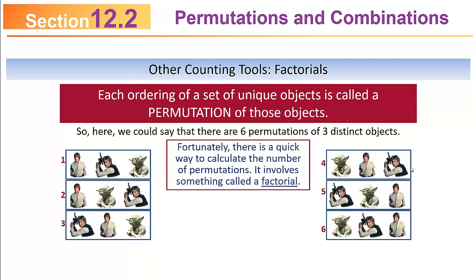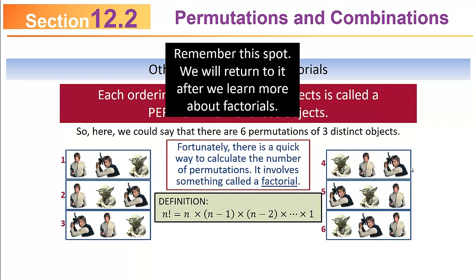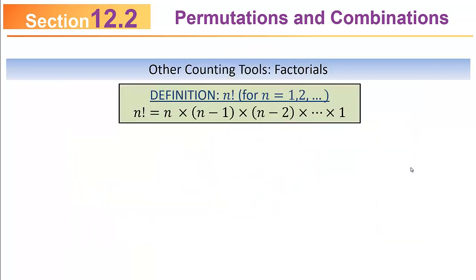Fortunately, there's a quick way to calculate the number of permutations, and it involves something called a factorial. The definition involves an exclamation point. Here it says n exclamation point. That's read n factorial, and n factorial is defined to be n times n minus 1 times n minus 2, continuing that pattern to count down to 1. Now, hold that thought. We're going to go off and explore this idea of a factorial, and we'll come back to this spot. So remember this spot, and we'll come back to it.